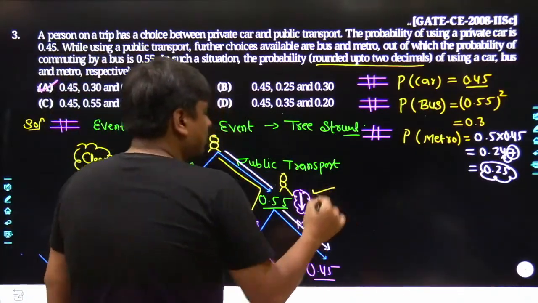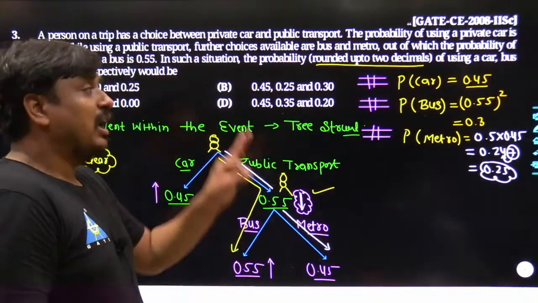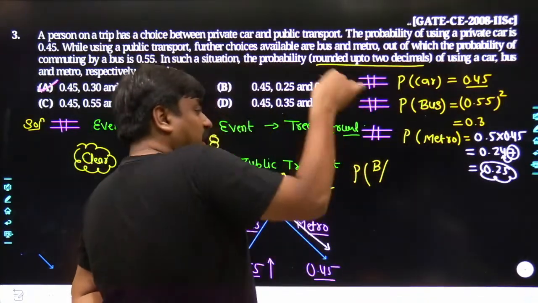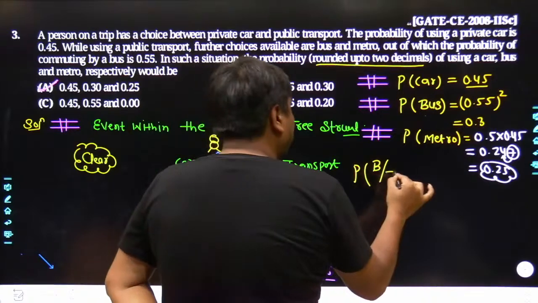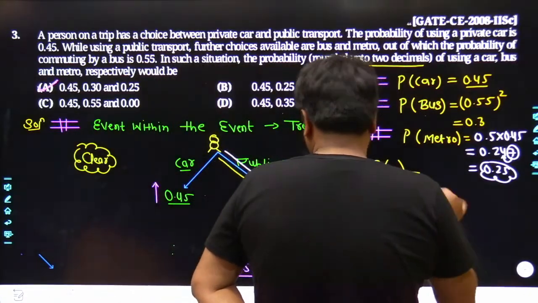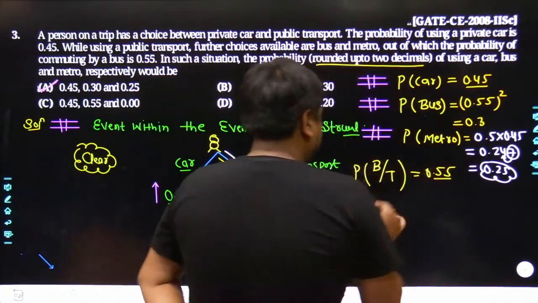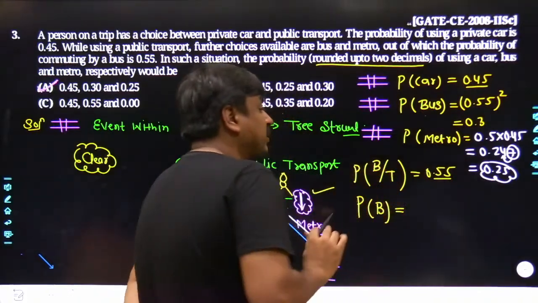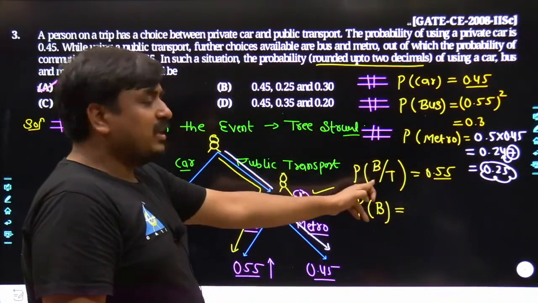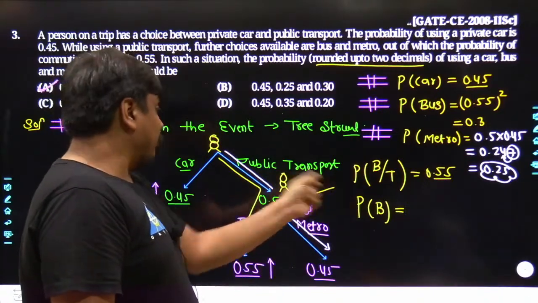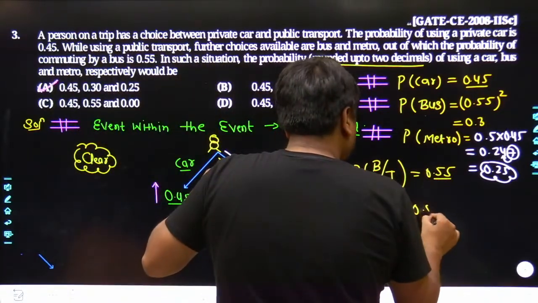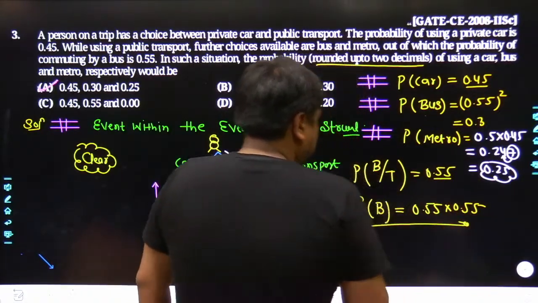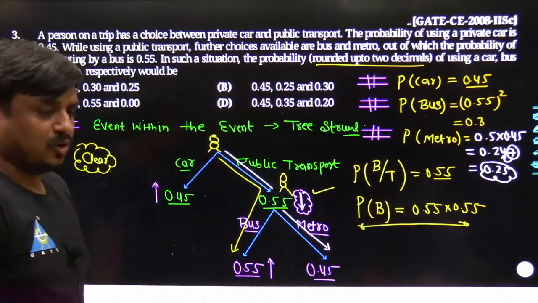If you have made your mind clear that you are moving through the public transport, and I ask what the probability is that you are moving through the bus, in that case the value would be 0.55. Keep in mind, P of B and P of B when T has already occurred are two different values. P of B given T is 0.55, and P of B is going to be 0.55 into 0.55.